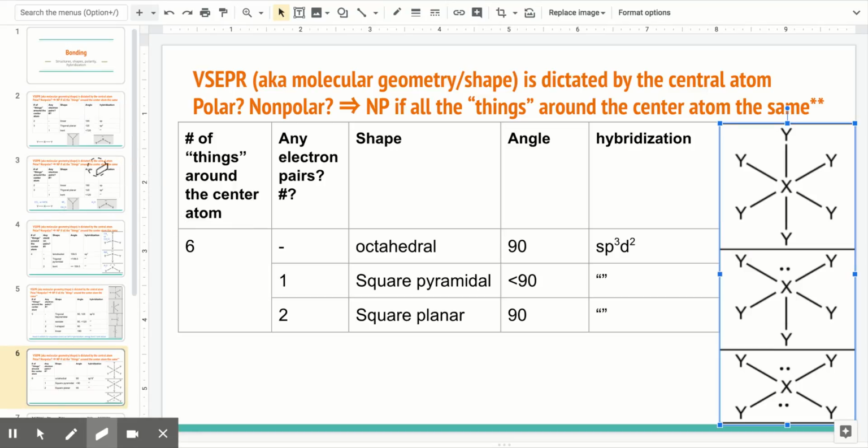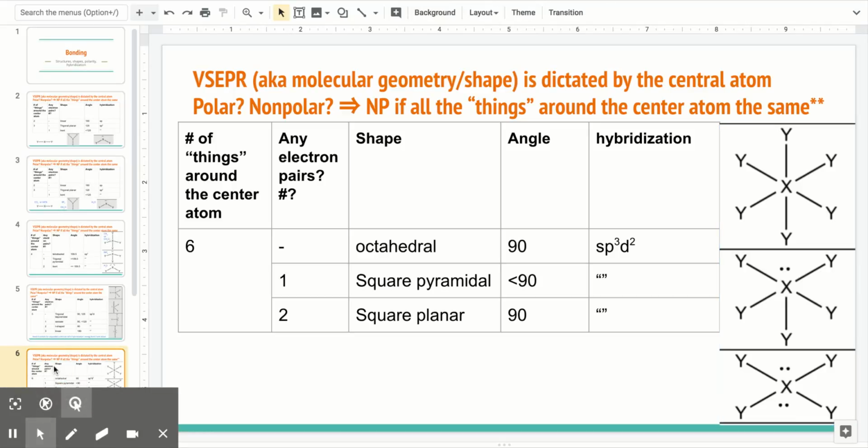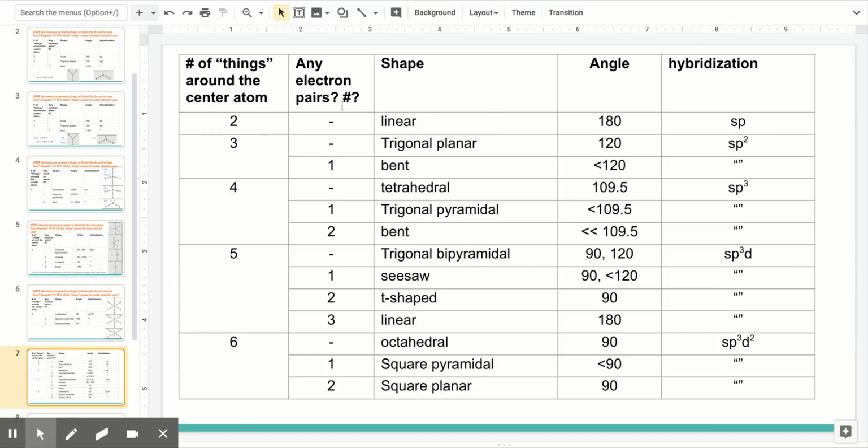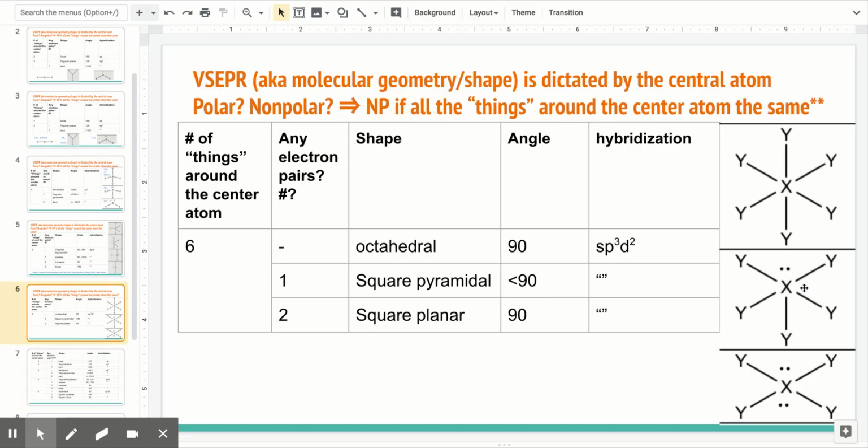So for AP Chemistry, what you need to commit to memory are all of these, right? If there's 2 things around the center, 3, 4, 5, and 6. So you just need to know these shapes, be able to figure out if your bond angles are compressed because of those electron pairs or not, and the hybridization. But again, most of the time they just ask you, for example, what is the hybridization of X in this molecule?